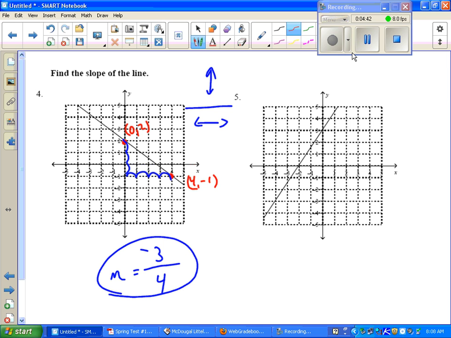Number 5 is easy to find the slope as well because you have more integer points. Looks like at negative 2, 0 is a good one, and at 0, 3 is a good one. So to go from negative 2, 0, you need to go up. You go up 1, 2, 3 times, and you go to the right 2 times. So since we went up, it's positive 3, to the right, positive 2. So your slope for number 5 is 3 over 2.